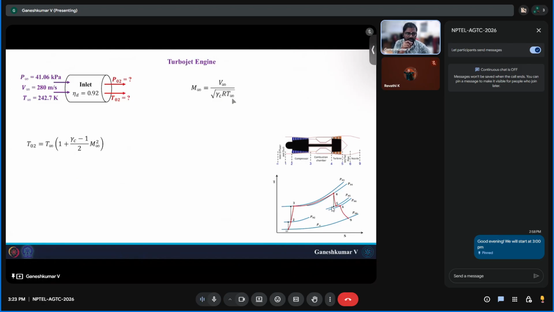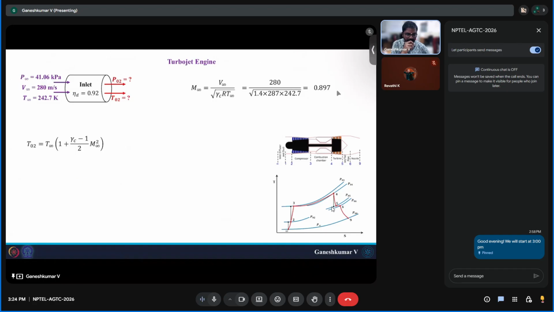R is the gas constant for air, so we know it is 287, and V infinity is 280 meters per second, and gamma is 1.4, and T infinity is 242.7. If you perform this calculation, you can also do it parallelly if you have calculators and pen and paper with you. I think it would typically come around 0.89.